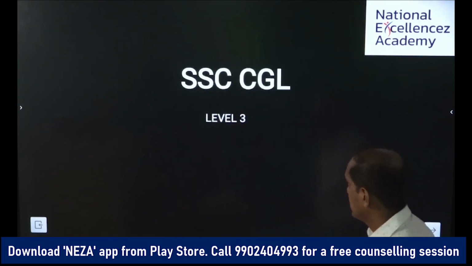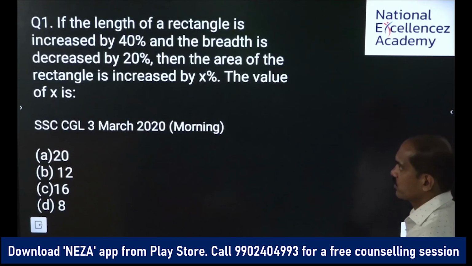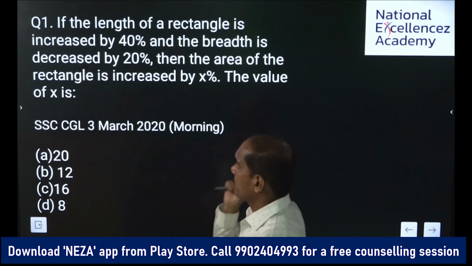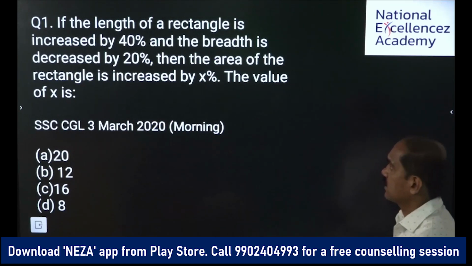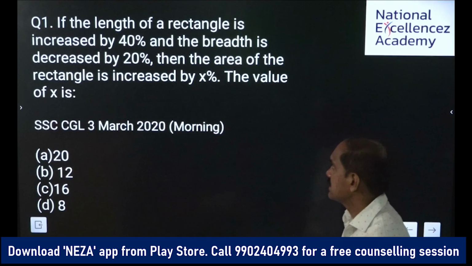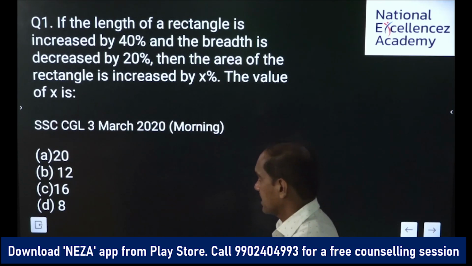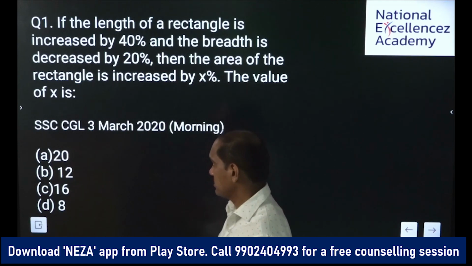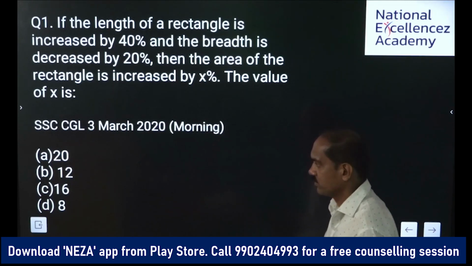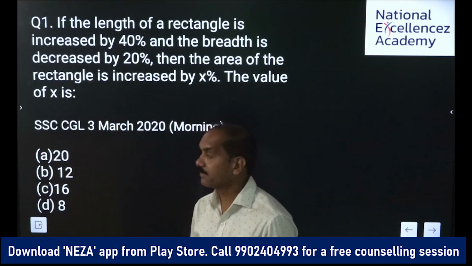So we are entering SSC CGL, that is level 3 questions. Here is your very first problem. If the length of a rectangle is increased by 40% and the breadth is decreased by 20%, then the area of the rectangle is increased by x%. The value of x is. This was asked in SSC CGL 3rd March 2020 morning session. And your options are 20, 12, 16 and 8.